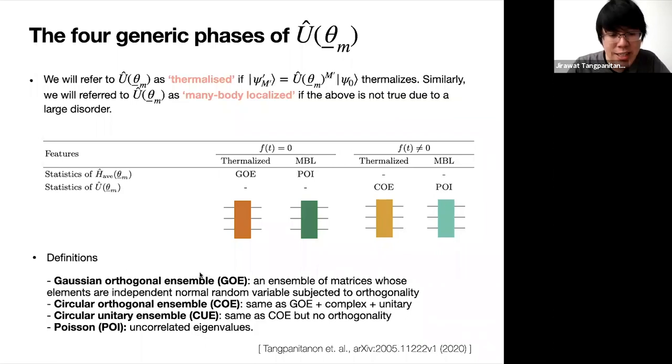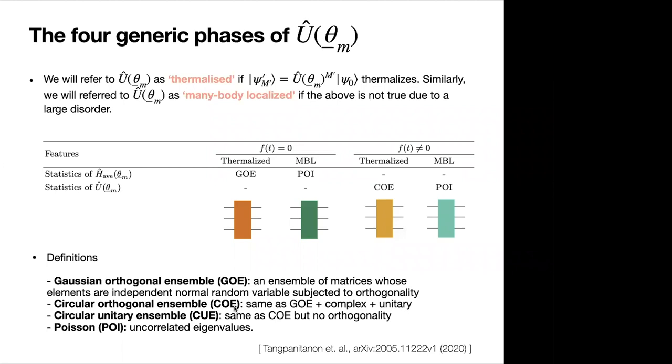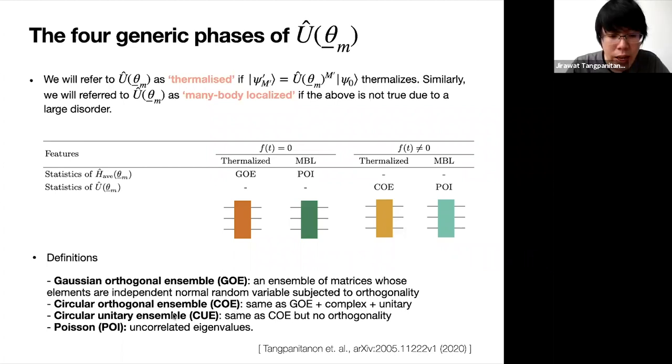Okay. And just to summarize all this: GOE means an ensemble of matrices whose elements are independent, normal, random variables subject to orthogonality. COE is the same as GOE plus that it is complex and unitary. CUE, that you get from random circuits, is the same as COE, but there is no orthogonality assumption or condition. And Poisson is basically uncorrelated eigenvalues.